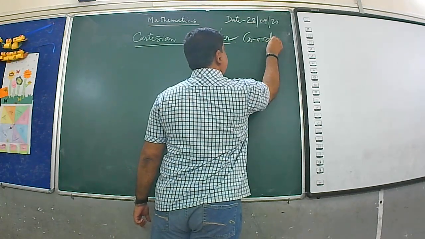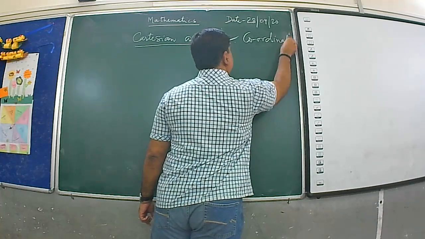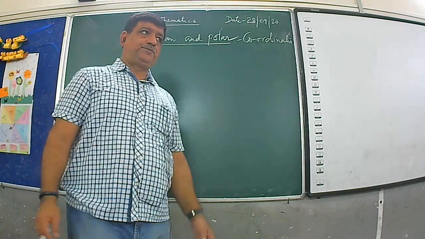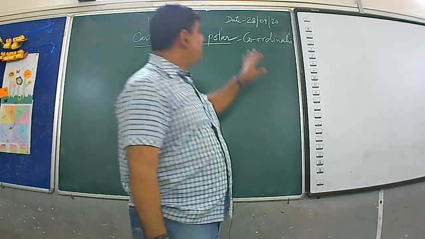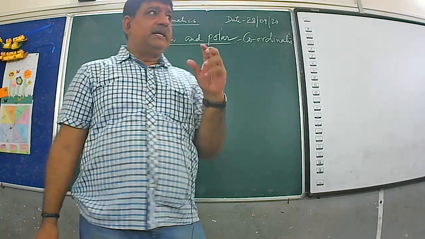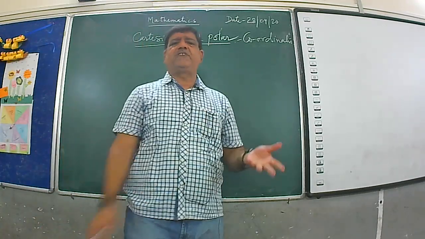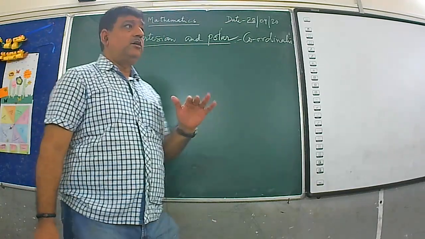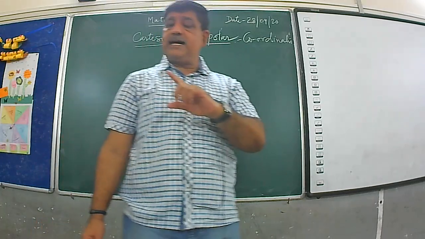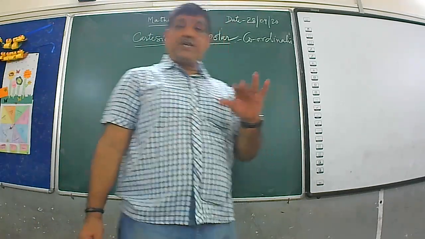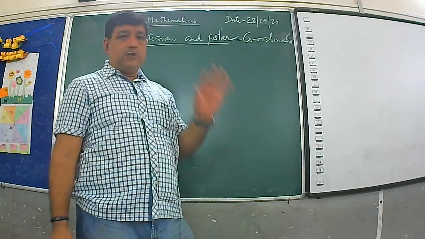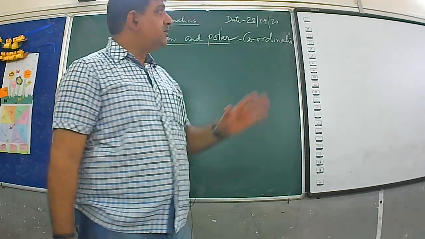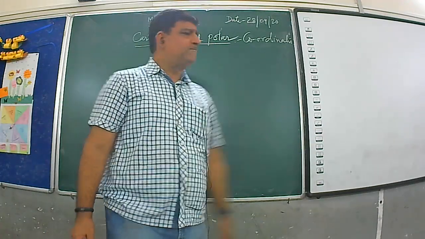You can write Cartesian and polar coordinates here. Cartesian and polar coordinates of a point. And from here, we will take an idea of rotation of axis also. We will discuss a little bit rotation of axis also. As we have discussed in the previous class, translation of axis, rotation is not included in your syllabus, though for competitive exams that rotation of axis is very much important. So that's why we will discuss here a little bit.